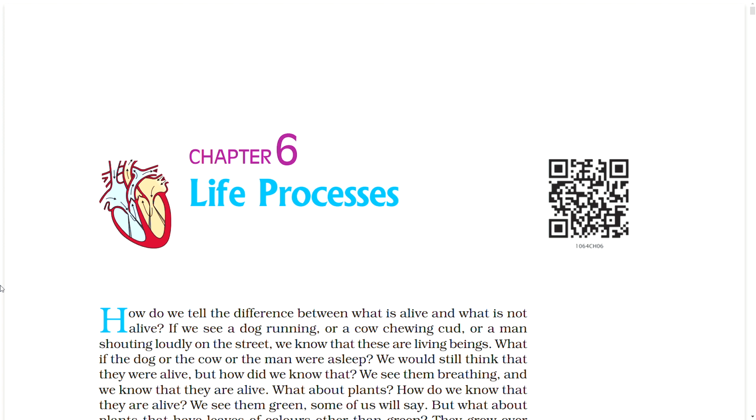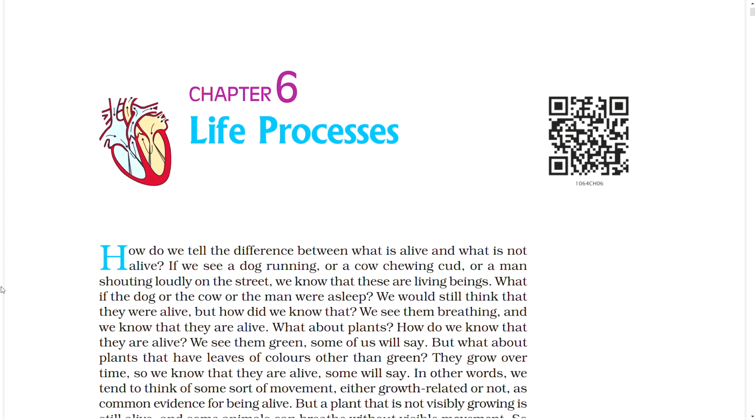If we see a dog running, or a cow chewing cud, or a man shouting loudly on the street, we know that these are living beings. What if the dog or the cow or the man were asleep? We would still think that they are alive. But how did we know that? We see them breathing and we know that they are alive.